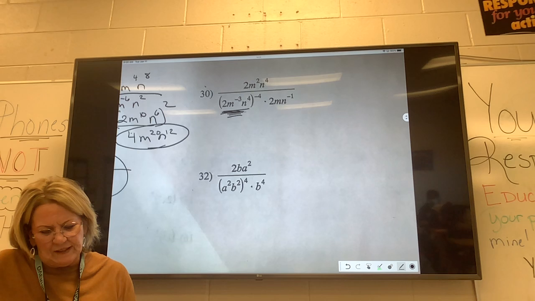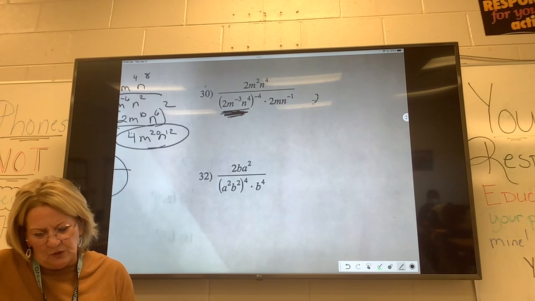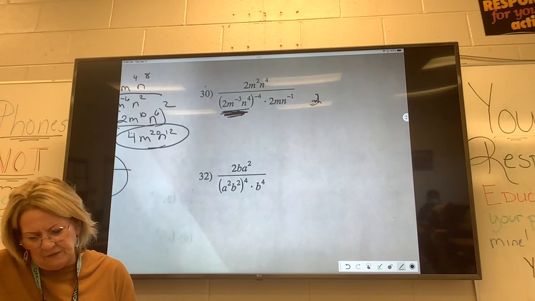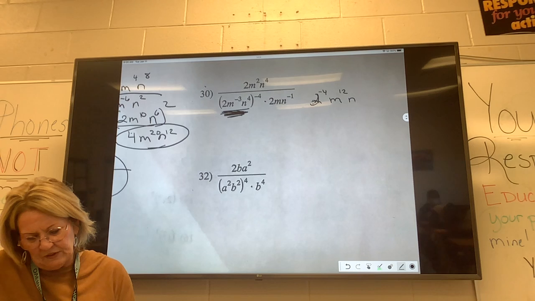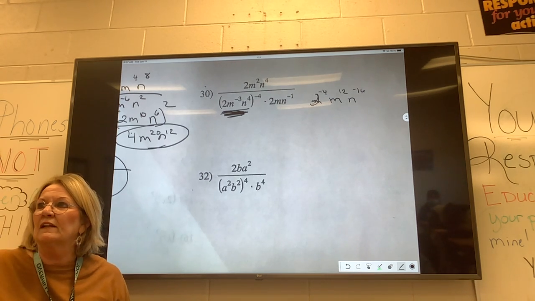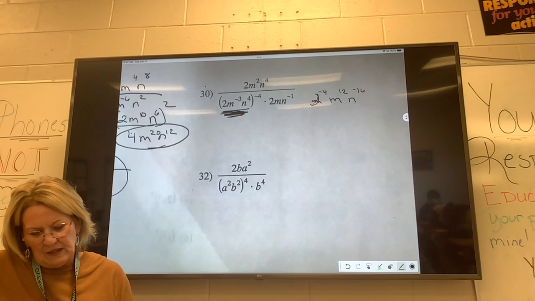So if I clean this up first, I have a 2 to the negative 4, M to the 12, N to the negative 16. Does everybody know how I got that? Yeah. Okay.